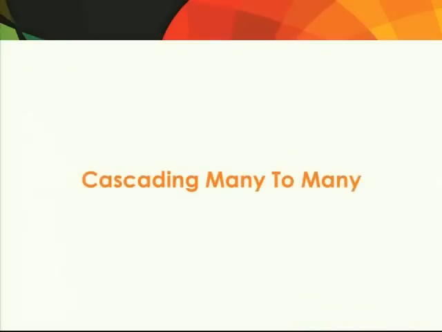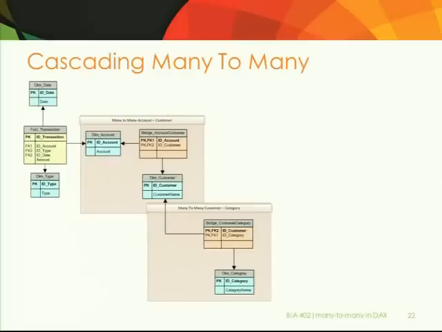What happens if you have more than one many-to-many inside your data model? Cascading many-to-many is a very common pattern, and it happens when you have more than one many-to-many pattern before reaching your fact table. In this example, we have the first many-to-many pattern, identical to the first one, and the second one happens because a customer might have one or more categories. And the categories, of course, might have 0 or more customers. So there is a many-to-many relationship between customers and categories, and a many-to-many relationship between customers and account.